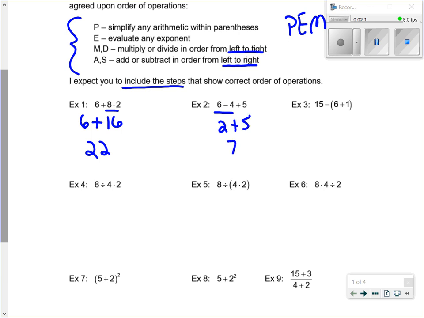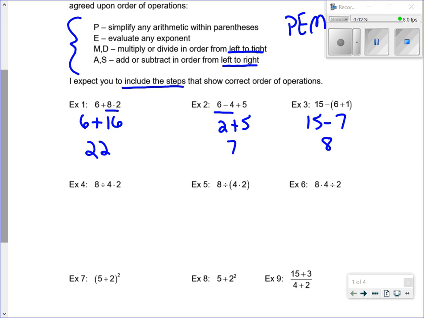And in example 3, I'm going to add first because it's in parentheses, not because it's addition. So we're going to do what's in the parentheses first. 6 plus 1 is 7. And 15 minus 7 is 8. Oh my goodness, sorry, 8.